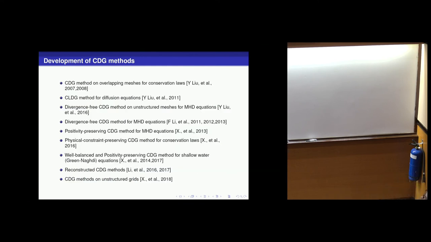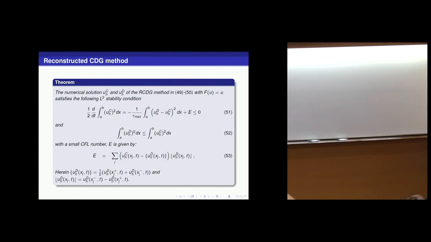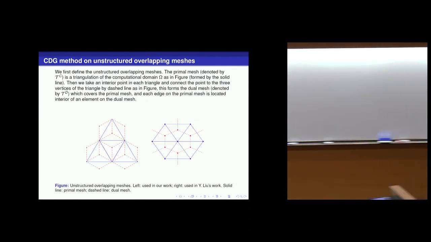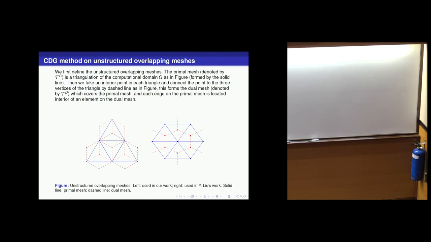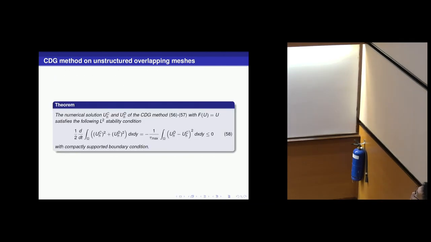Okay, recently we have some faster schemes. It's called reconstructed. I didn't put my name on these two papers, but anyway, we did some work on that, and we made the proof for the high order accuracy. The unstructured overlapping mesh is very simple, but we have to prove the stability and accuracy analysis. For the primal mesh, we just divide the computational domain, and for each triangle, we select an interior point and connect the interior point with the vertices to get the overlapping mesh, and then make the analysis, okay? And this is a numerical result. Thank you very much.